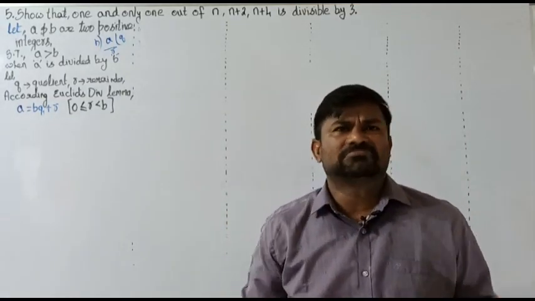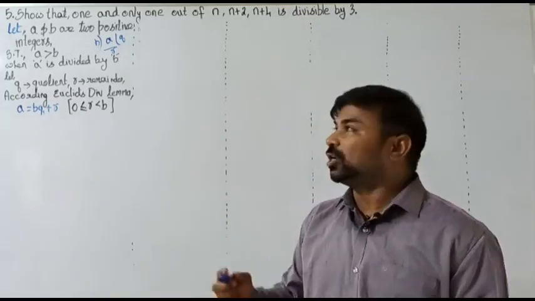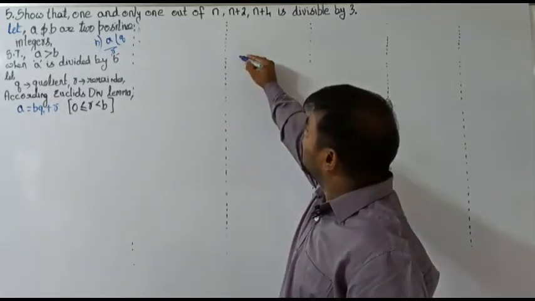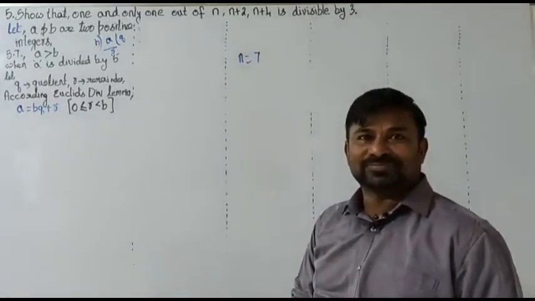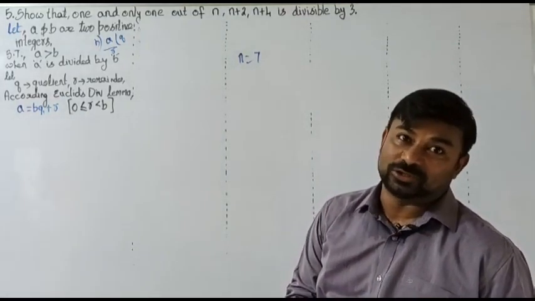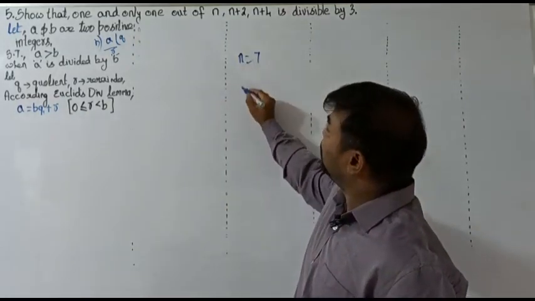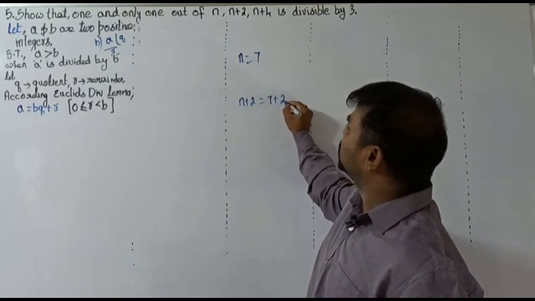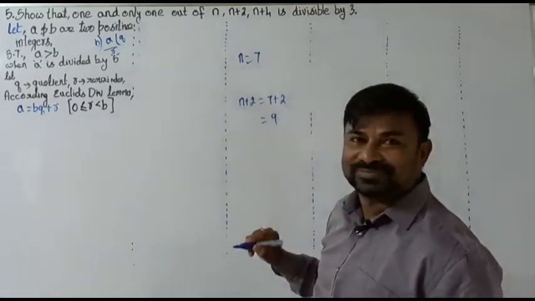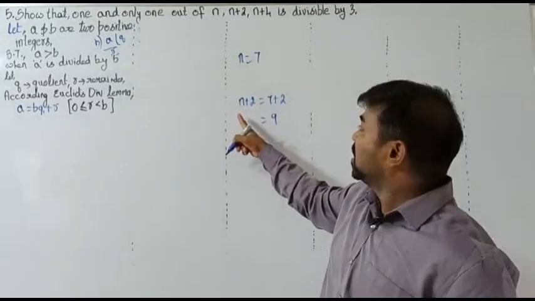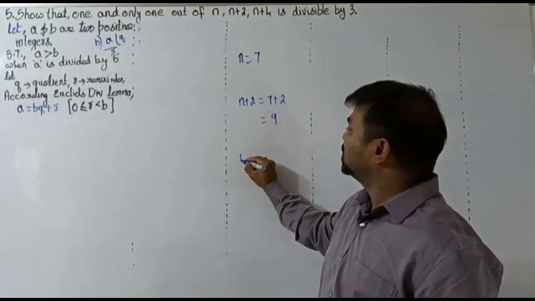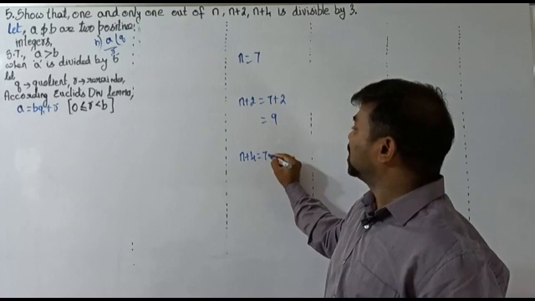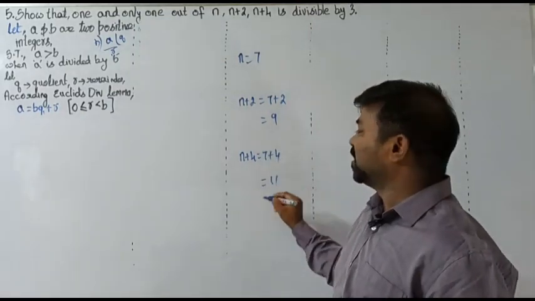Then what is this n? Any number. Let me check it out. So I like to take n is equal to something like 7. Then if n is equal to 7, what is n+2? n+2 is nothing but 7+2, which is nothing but 9. If n is equal to 7, n+2 is equal to 9, what is n+4? Which is nothing but 7+4, which is 11.